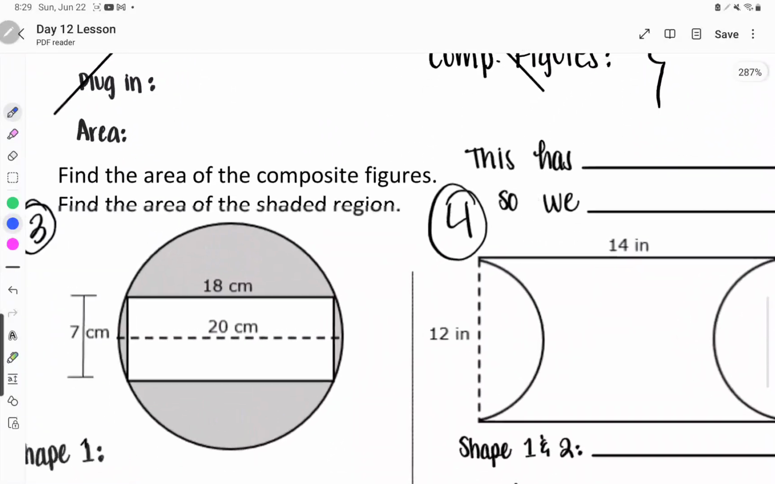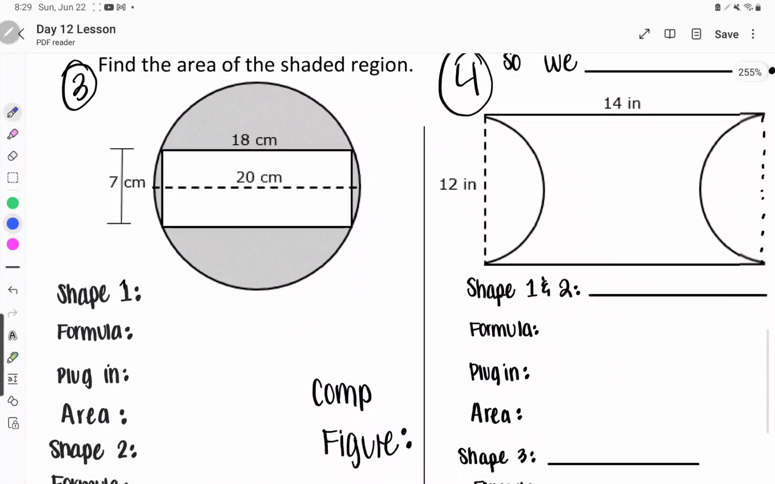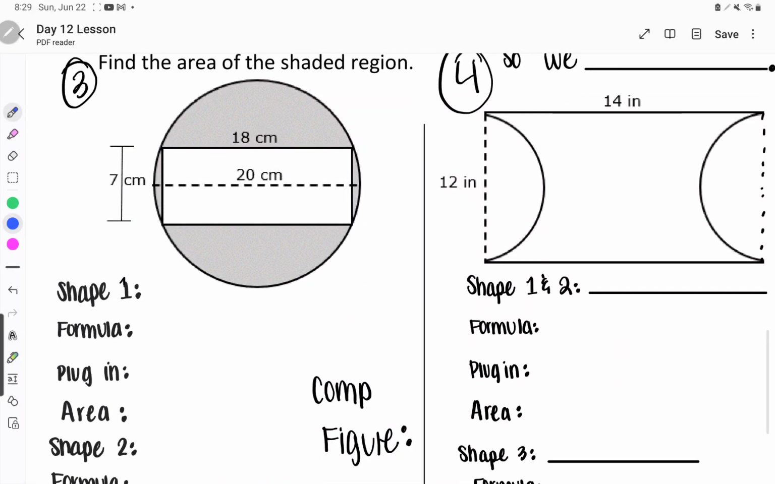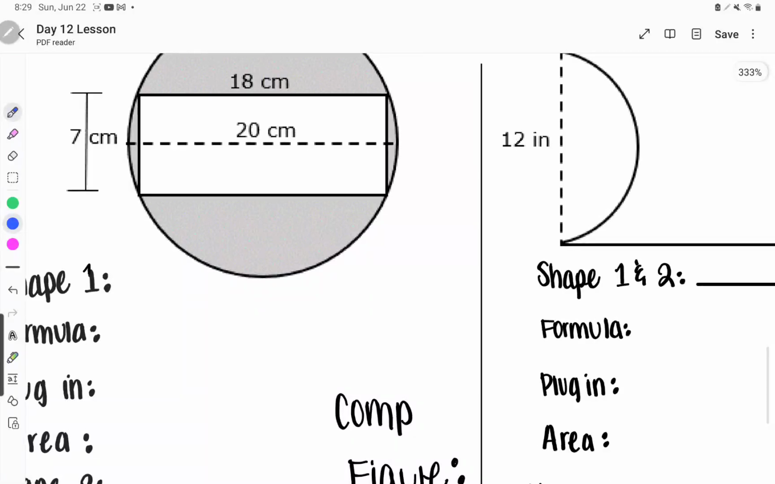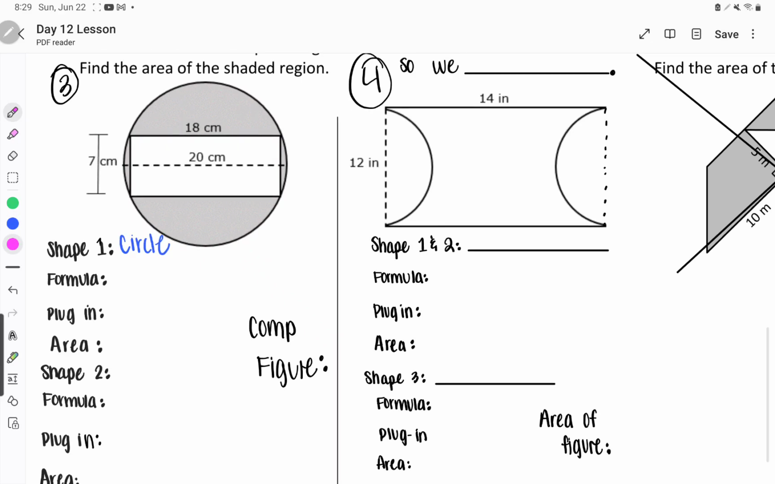Okay. All right, let's take a look at this right here. Find the area of a shaded region. When we take a look at this, we once again see 2 shapes. I see my big shape, which is the circle. And then I see my little shape, which is a rectangle.